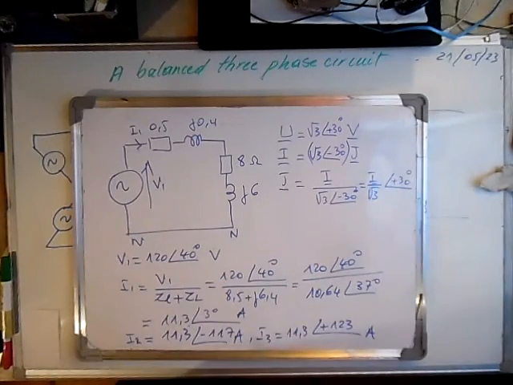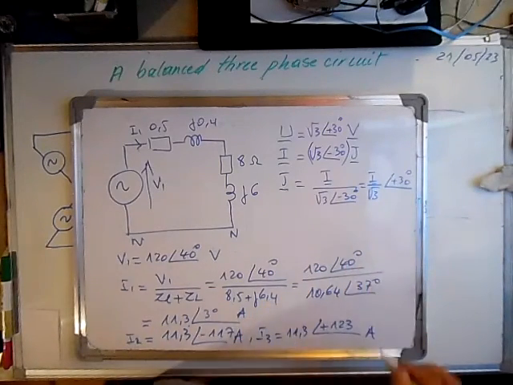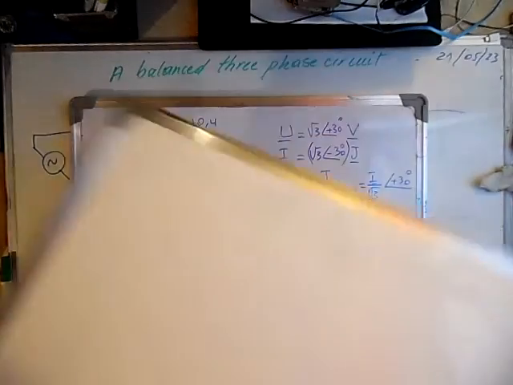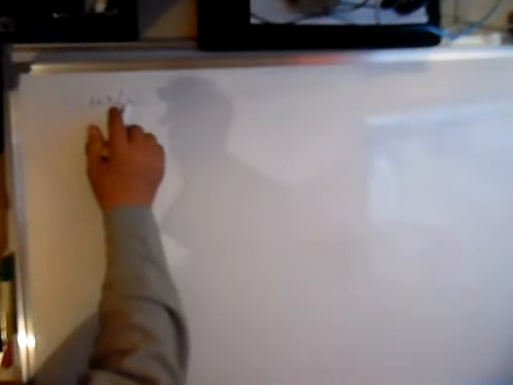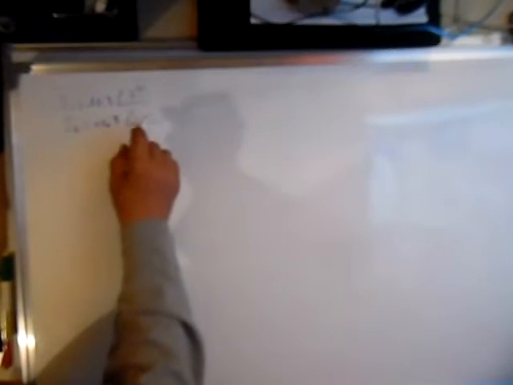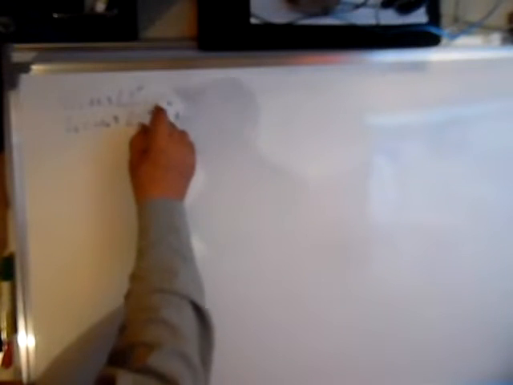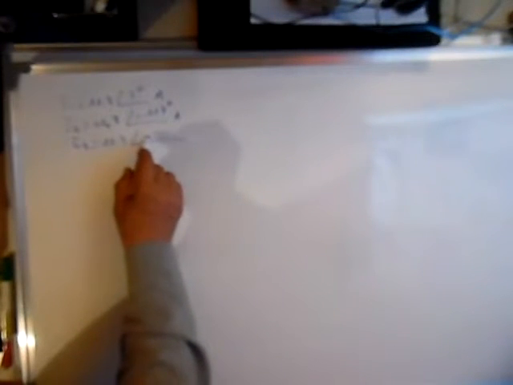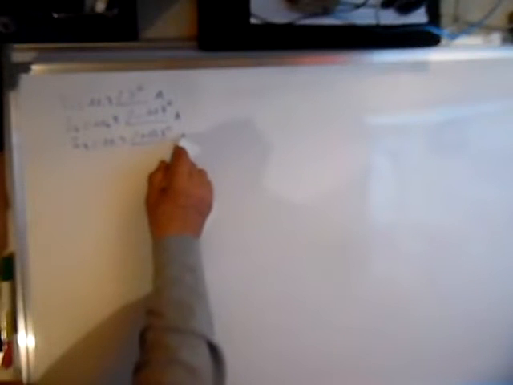And knowing the line currents, we can calculate the phase currents, which I'm going to calculate here. Let's write the line currents first, which I have calculated: I1 is 11.3∠-37 degrees, I2 is 11.3∠-157 degrees in amps, and I3 is 11.3∠83 degrees in amps. Now we can calculate the phase currents I12, I23, and I31.